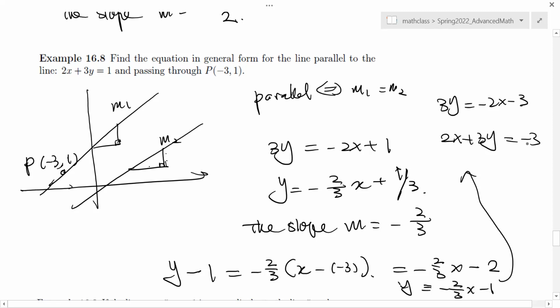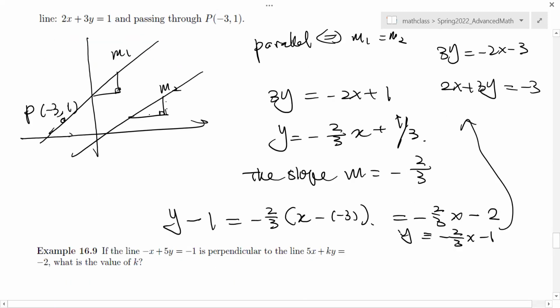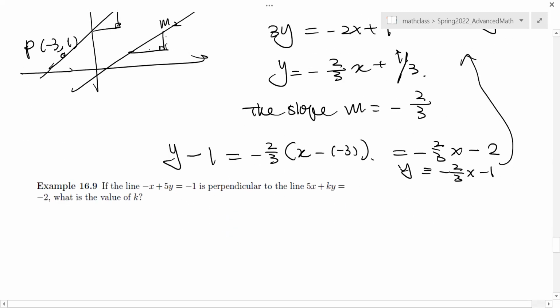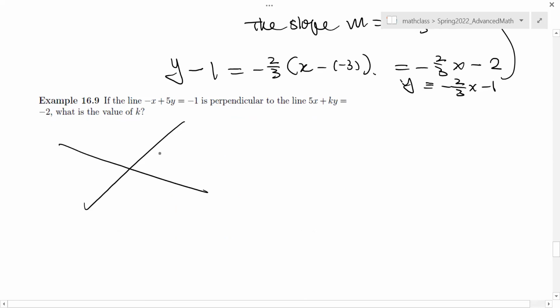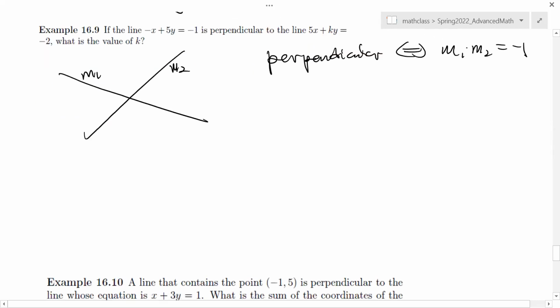Two lines are parallel if and only if they have the same slope. Okay, I already explained that to you. Now, if two lines are perpendicular, what can you say? If one line has slope m1 and the other has slope m2, and I explained to you why, the product of those two slopes should be equal to -1.